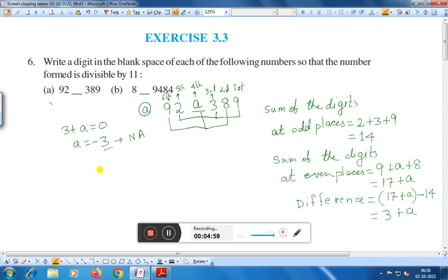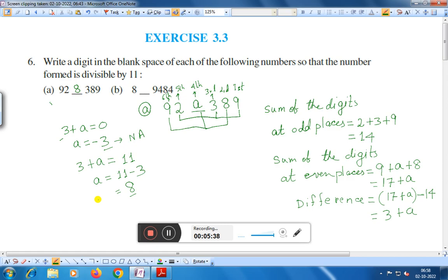We have to put only positive numbers. Let us take another, suppose 3 plus a is 11, right? Now if we take 11, then a is equal to 11 minus 3, that is 8, right? Therefore the value we got here is 8. That means the number is 92,389 with 8, that is 928,389. This is the solution of A.